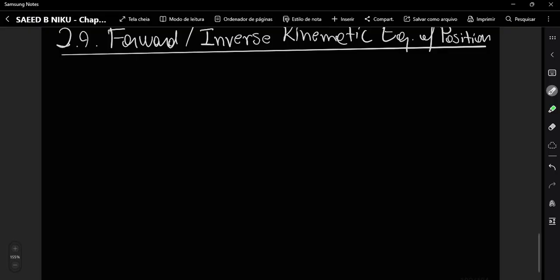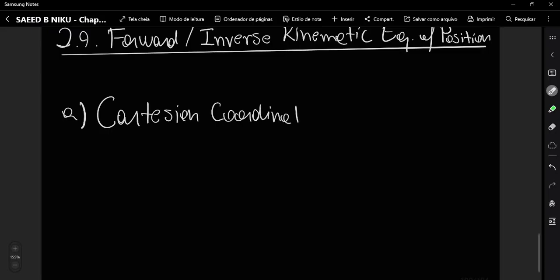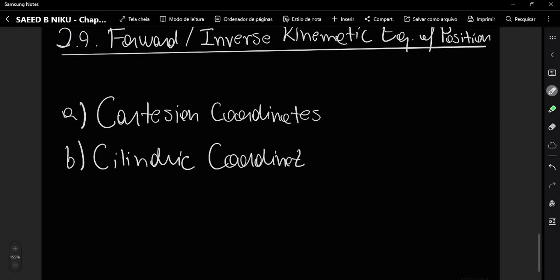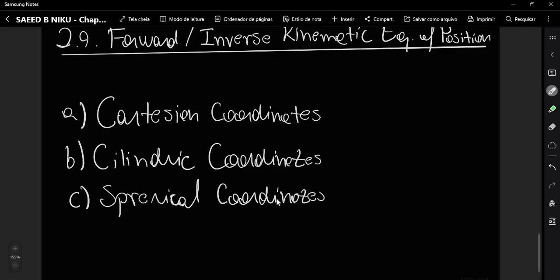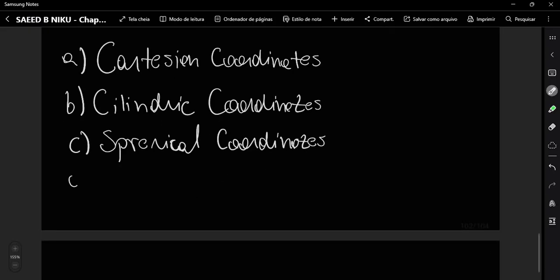So let me write this. We use Cartesian coordinates, cylindrical coordinates, spherical coordinates, and articular coordinates.